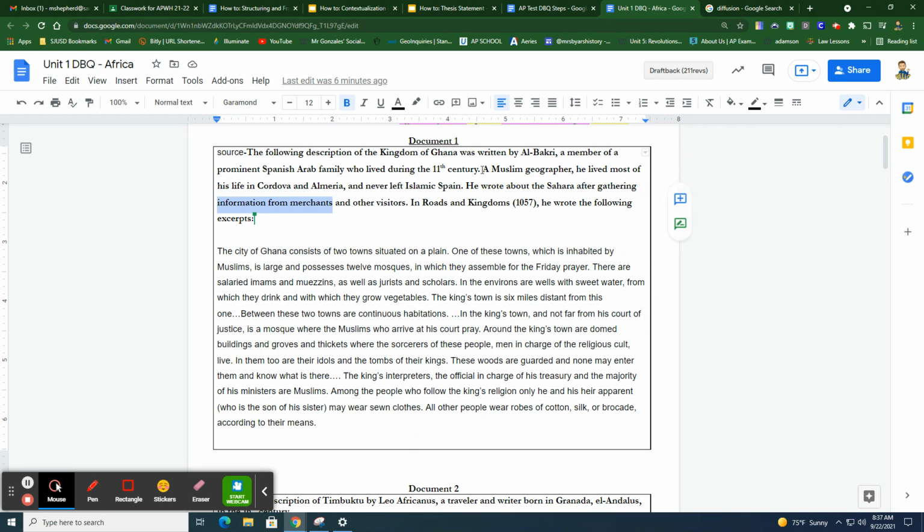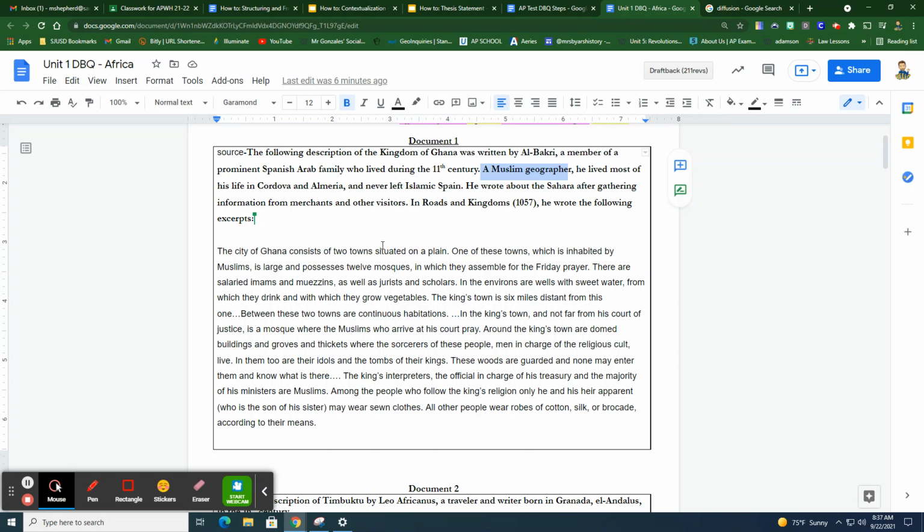You could talk about his point of view of being a Muslim geographer and his first time experiencing Ghana. Those are all pieces of HAP that you could cite, that you might want to jot down in the margin to affect reliability of the source. Now, again, he's talking about Ghana. This is what he sees.